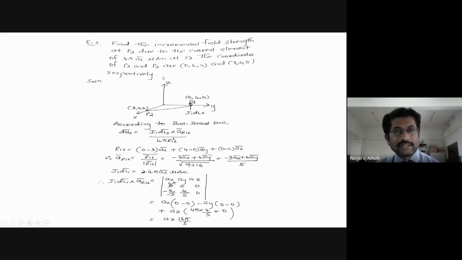Now, find the incremental field strength at P2. It is clear from the question that they are asking for the field strength at P2 due to the current element of 4π a_x microampere-meter at P1. P1 coordinate is (0, 4, 0) and P2 coordinate is (3, 0, 0). One is on the y-axis, another is on the x-axis, right? We are supposed to find dH at P2 due to the current element at P1. So accordingly solve this example and tell me the answer you are getting.